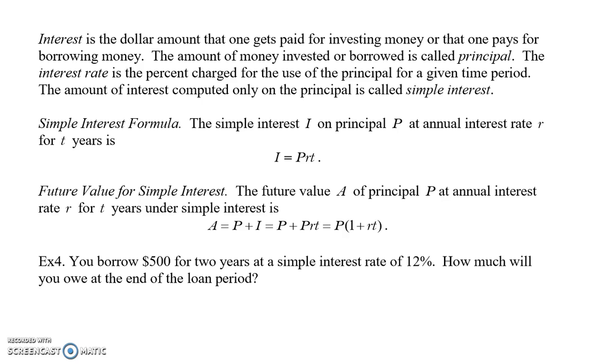Now from the simple interest formula, interest is P times R times T, so we can replace I with PRT, and then we can factor out P and write that as P times 1 plus RT. So we can express the future value formula as A equals P plus I, or as A equals P times the quantity 1 plus RT.